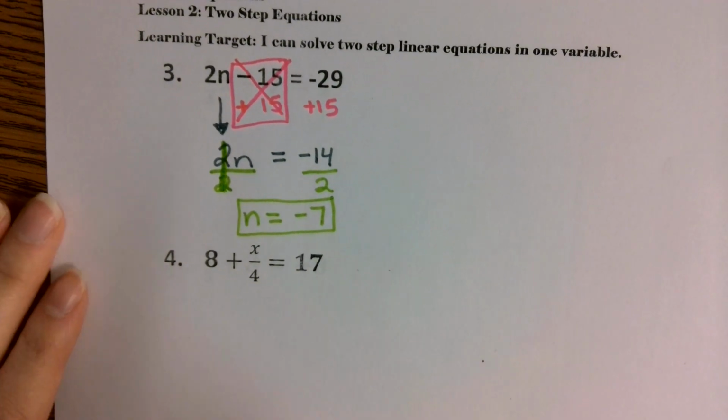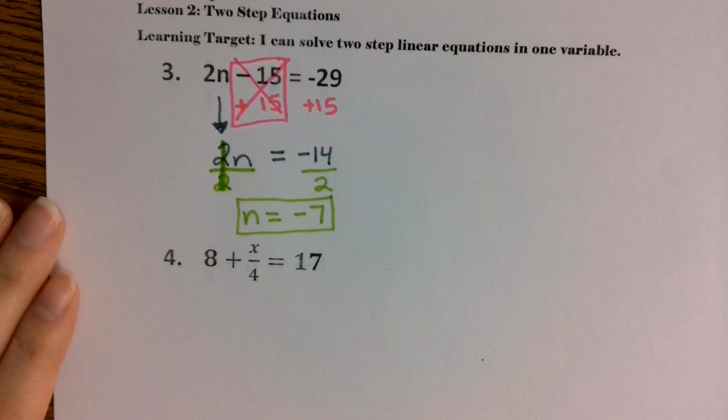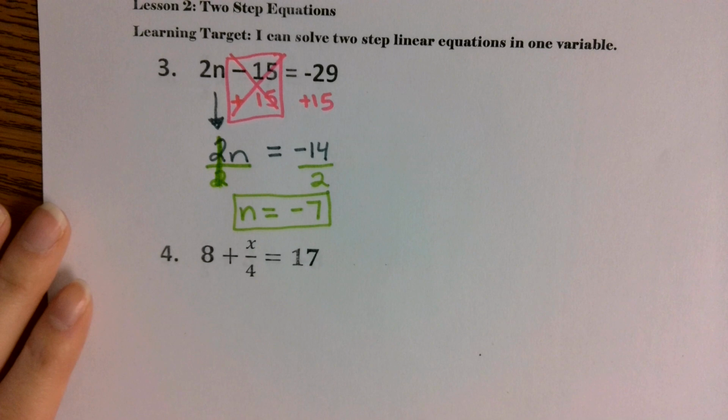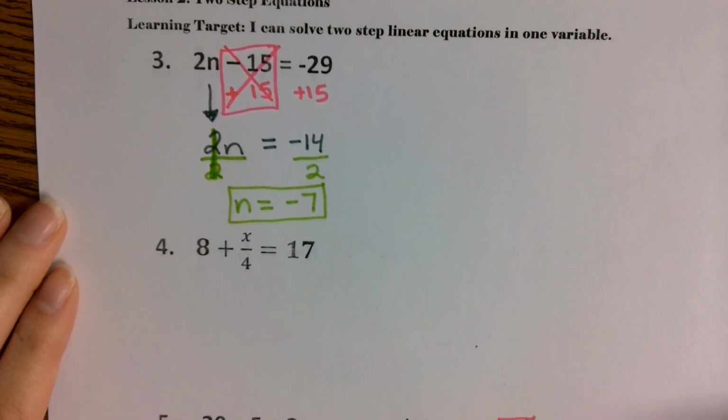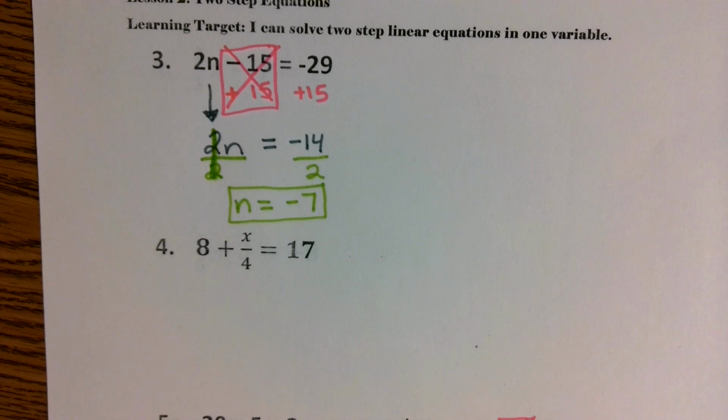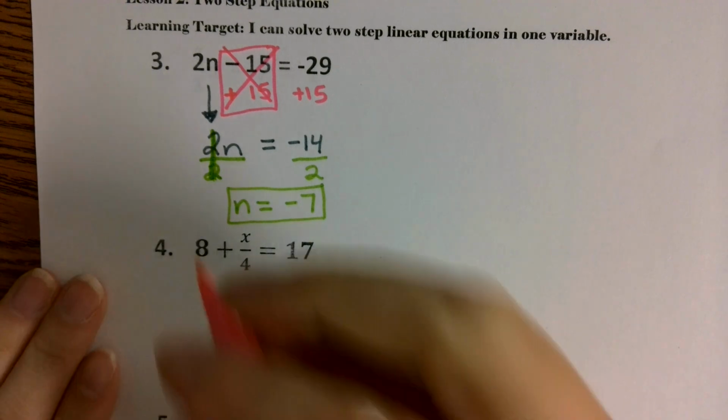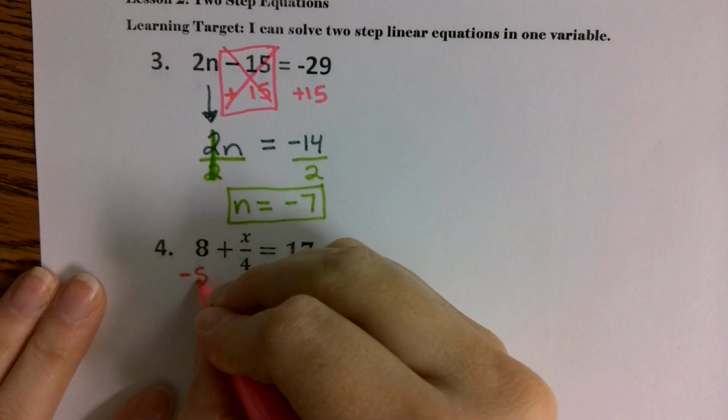Okay, let's take a look at problem number 4. Do I need to rewrite? No. Variables on the left side, we're perfectly fine with that. What's the first inverse operation that we're going to do? Subtraction. Good. And what are we subtracting? 8. We're subtracting 8 from both sides.